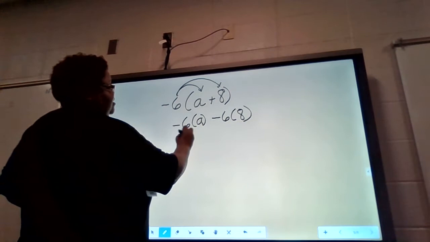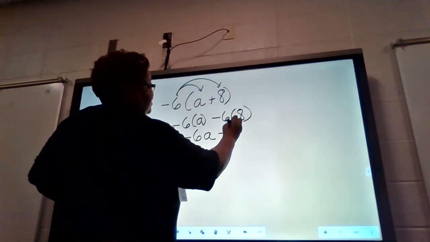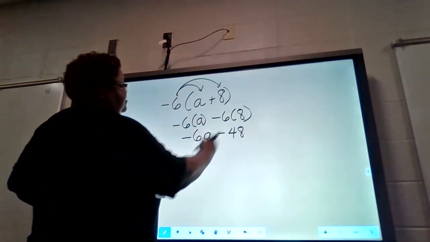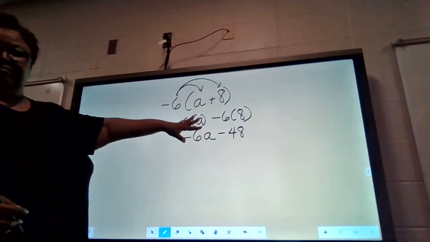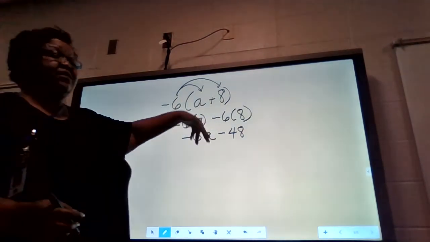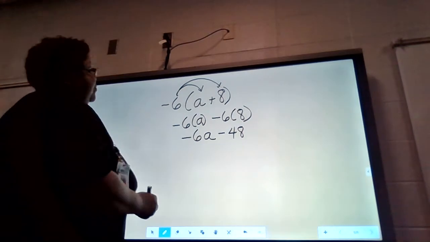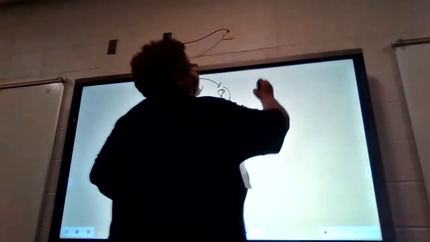So negative 6 times a is simply negative 6a. Negative 6 times 8 is negative 48. That's it. And when we get into something called factoring, it's going to be the reverse of the distributive property. Let me show you one with a positive number.